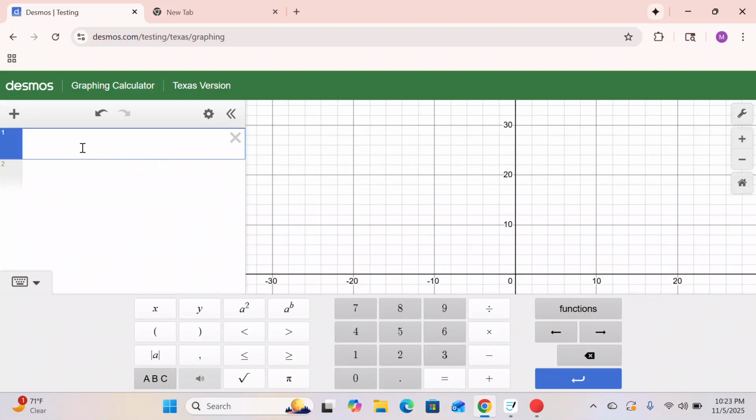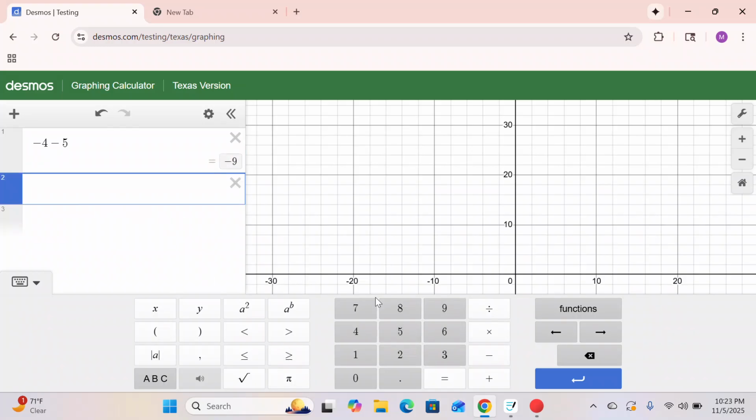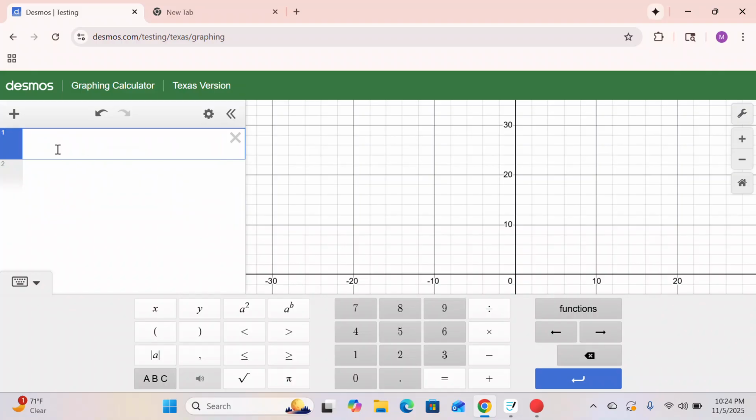In addition to that, you can also do subtraction. You go negative 4 minus 5. And the answer is negative 9. If I want to input another problem like negative 5 minus negative 9, because sometimes you have double negatives, it will give you a positive 4. And the calculator does the work. So the trick here is to make sure that you let Desmos do everything for you.